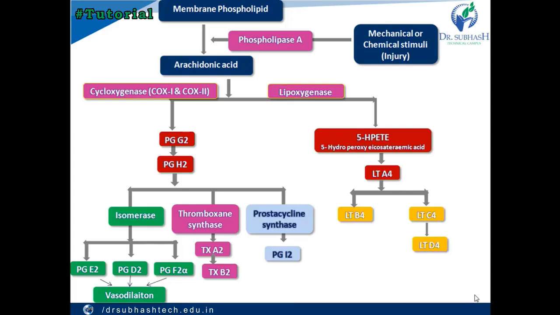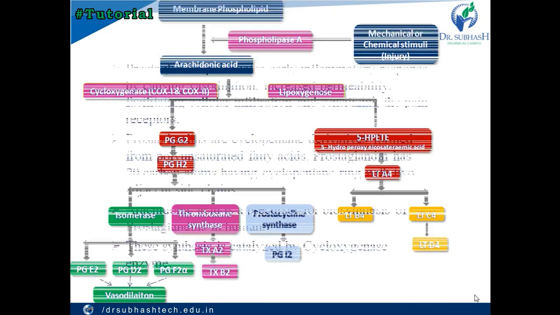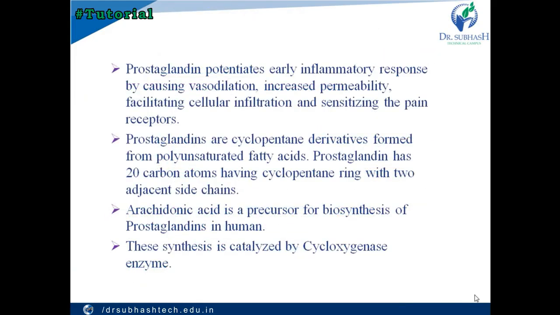So, these prostaglandins are the main components which are responsible for inflammation, and they are produced from arachidonic acid. We can conclude that prostaglandin potentiates early inflammatory response by causing vasodilation, increased permeability, facilitating cellular infiltration, and sensitizing pain receptors. Prostaglandin potentiates inflammatory response, and also sensitizes pain receptors.